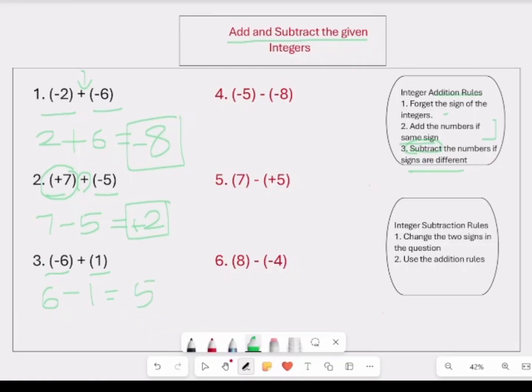Now which sign do we use? The sign of the larger number, which is 6. So we have -5 as the solution when we add -6 and +1, which are two integers with different signs.